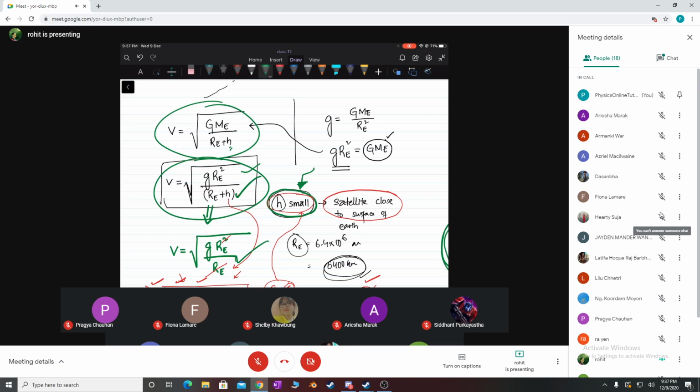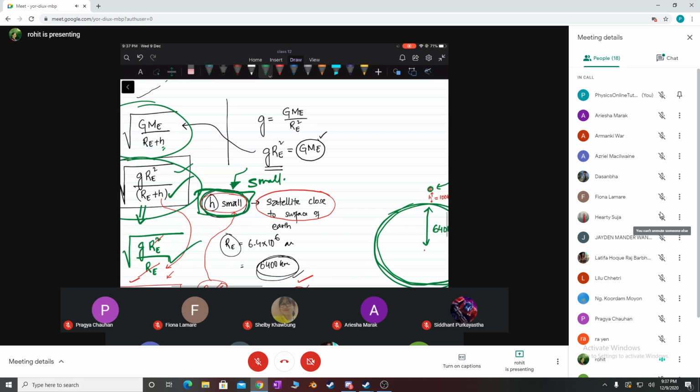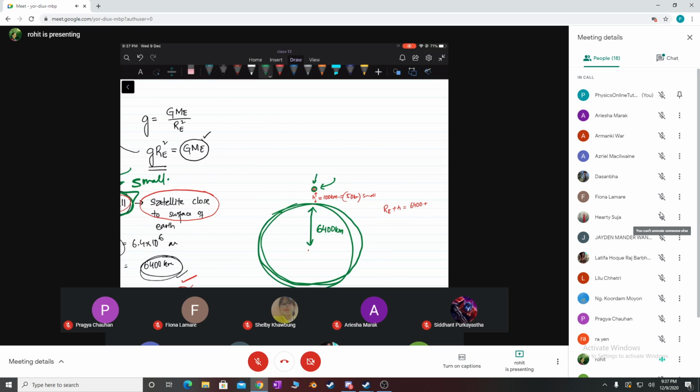But if I tell you the height is very, very small compared to the radius, that means the satellite is very close to the surface of the Earth. It's like writing RE plus H, and height is small compared to this radius. In that case, I can say this is almost equal to the radius. It's like writing 6,400 plus only 50 kilometers, or maybe 100 kilometers. Instead of writing this 50, I can just ignore it, and I'm still going to get close to 6,400.